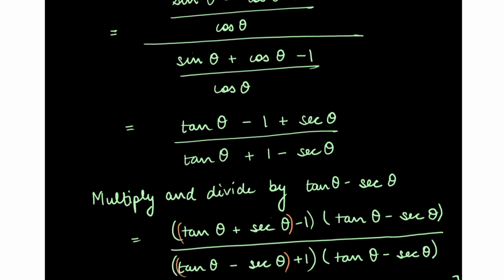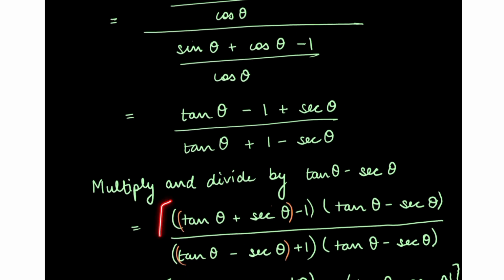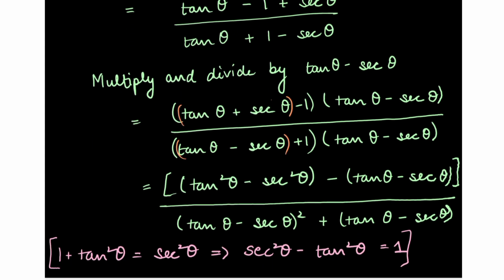Now if we multiply and divide it by tan theta minus secant theta, we can see this is how we multiply, and so we can just put this in one bracket and then we can directly multiply. What we get is (tan theta plus secant theta) into (tan theta minus secant theta), a square minus b square is equal to (a plus b)(a minus b). This is a plus b, a minus b.